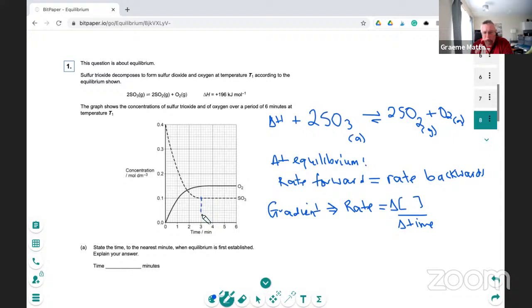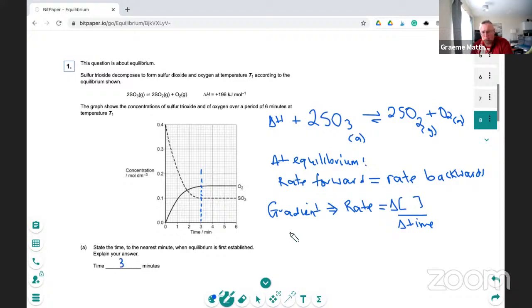So if I doodle on this one, obviously the rate is decreasing on the dotted line, and on the solid line the rate is increasing. So the rate forward can't be equal to the rate backward when one is decreasing in rate and the other is increasing in rate. What I need to do is find the very first instance on the graph when the rates are equal, and that would be when they begin to be horizontal, which to me is at 3 minutes.